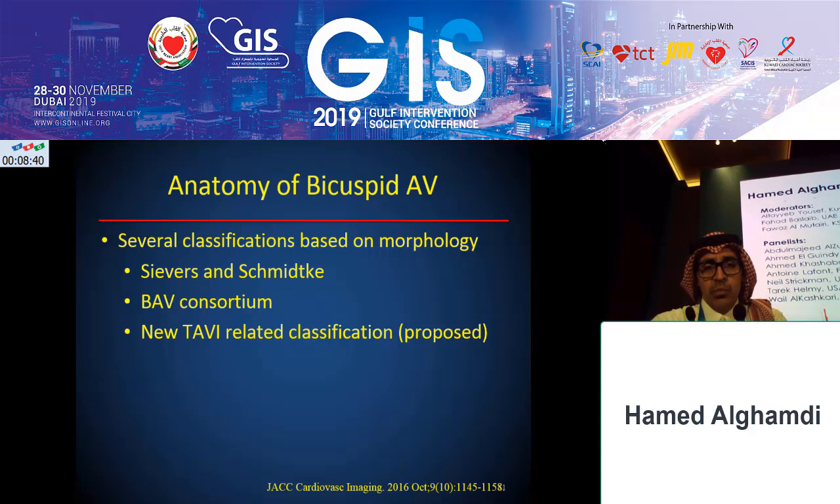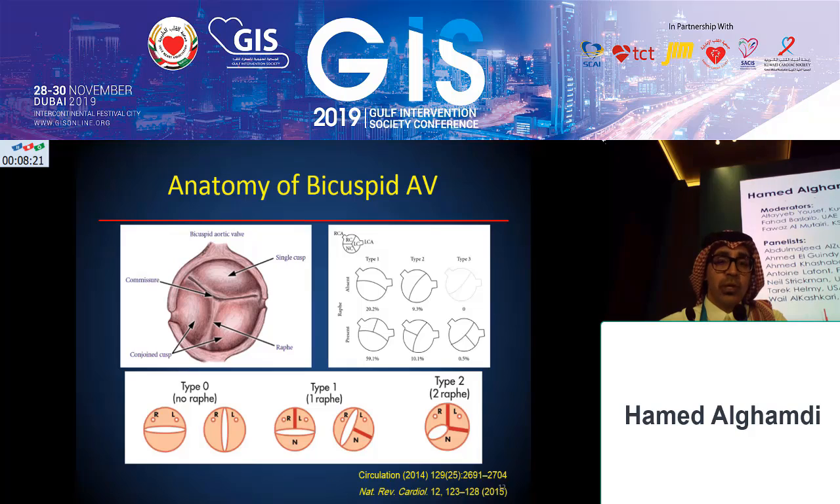There have been several classifications based on morphology, including Sievers and Schmidtke, and the Bicuspid Aortic Valve Consortium. There has also been a newly introduced TAVR-related classification, which probably did not receive much attention, but I think this is probably the best thing going forward when we're talking about the morphology of bicuspid aortic valve, rather than the old-fashioned classification, including type 0, type 1, and type 2, based on the presence or absence of raphe, because their implication in the outcome is not well understood.